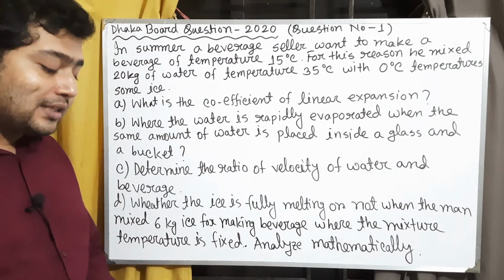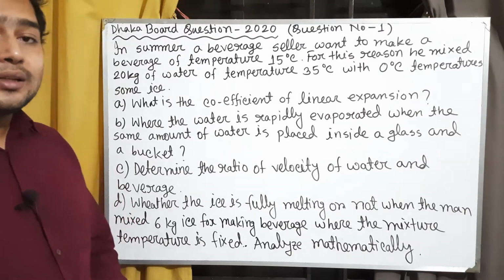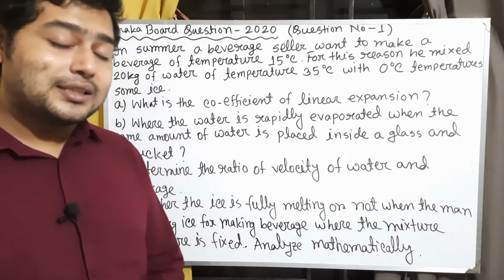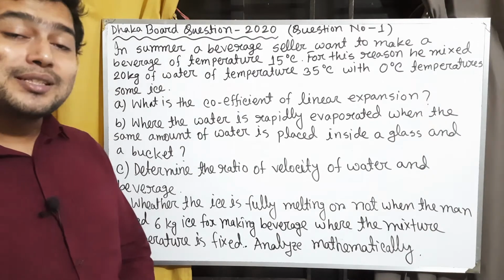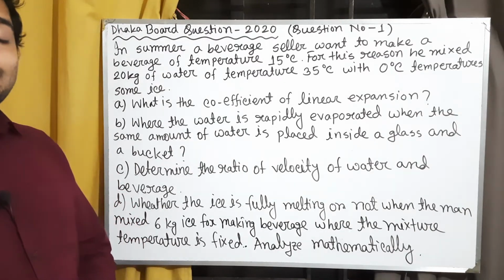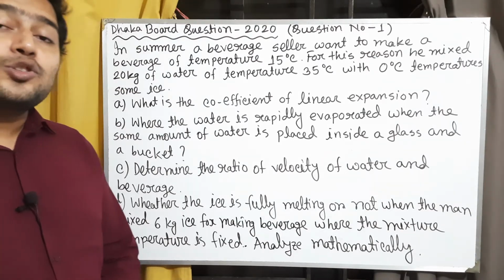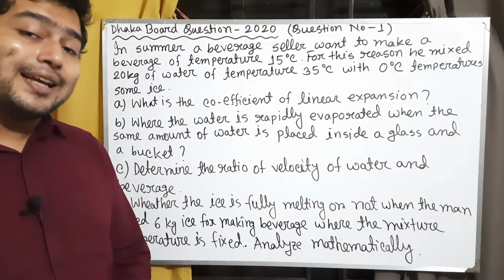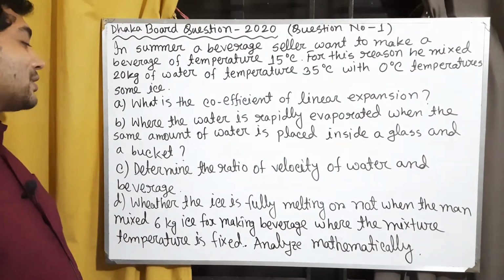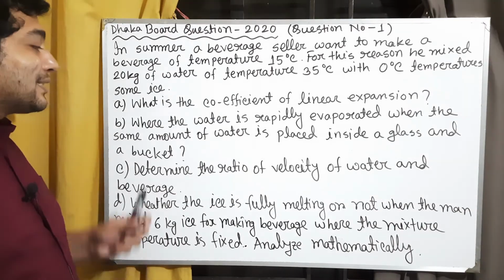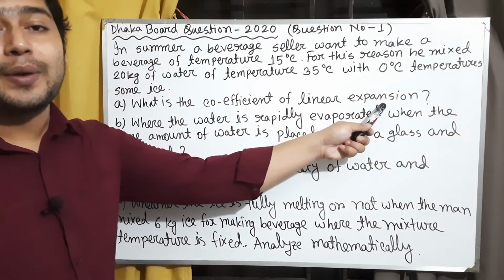Here the latent heat of melting is 336,000 joule per kg and the specific heat of water is 4200 joule per kg per Kelvin. So here our questions are: question number A, what is the coefficient of linear expansion?